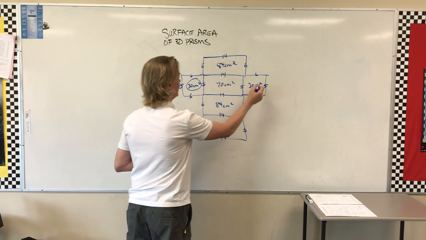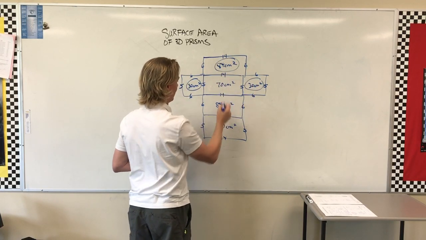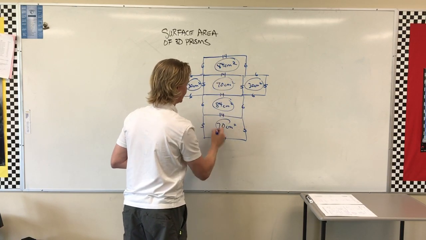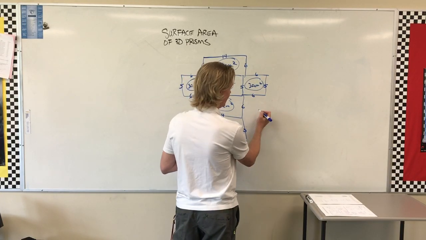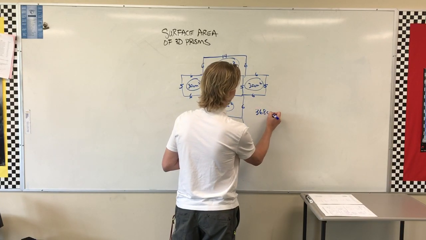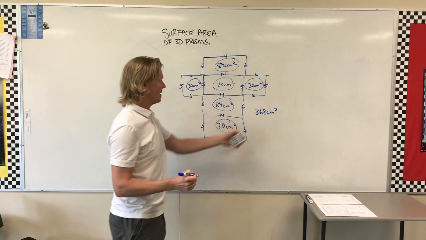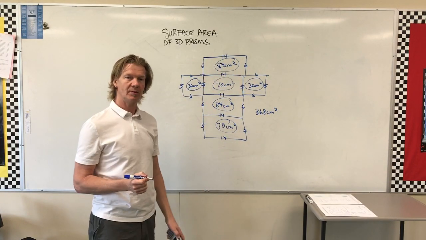So if I add up 30 and 30 and 84 and 84 and 70 and 70, if I add all of those together, I should get 368 centimeters squared. And that's the surface area of that shape, okay?